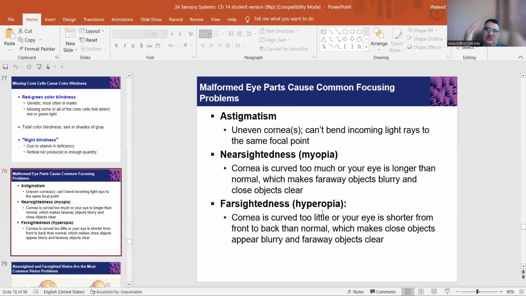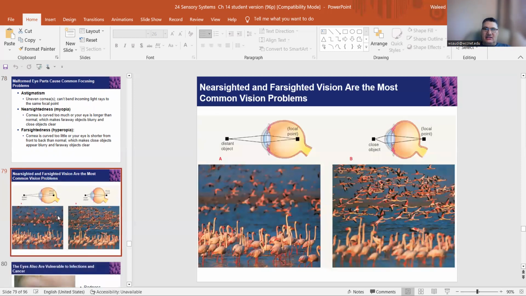Farsightedness is the opposite. You can't see something that's far. So it depends on the size of the eyeball and the curvature of the cornea. But anyway, these are different things that can be corrected with lenses or glasses. Here it is. This is what I was talking about. It can fall in the front here. This is abnormal. It can fall behind it. This is abnormal. It should fall exactly right here in the retina.